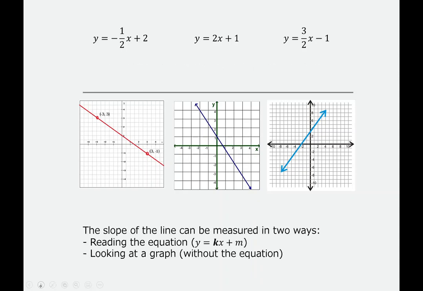The slope of the line can be measured in two different ways. In one way, we can read the equation and look for letter k. And letter k is always attached or is beside letter x because the slope is a coefficient in front of x. So by looking at the equations, we can determine what the slope will be. In another way, we might not see the equation, but we have a graph. By looking at the graph, we are able to calculate what the slope can be.